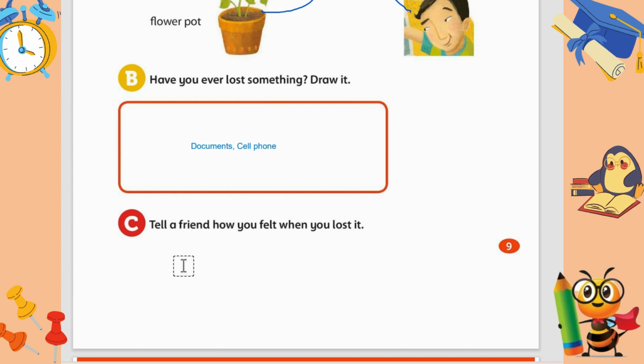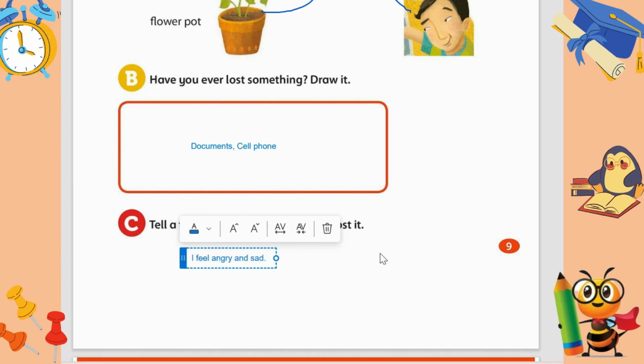So for me, I feel angry when I lose it. Sometimes I feel sad also, if you lose something really important, like a memory picture. So I feel angry and sad, because it's a very precious thing. So yeah, that's about it.